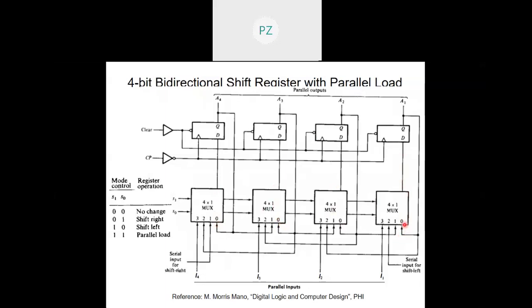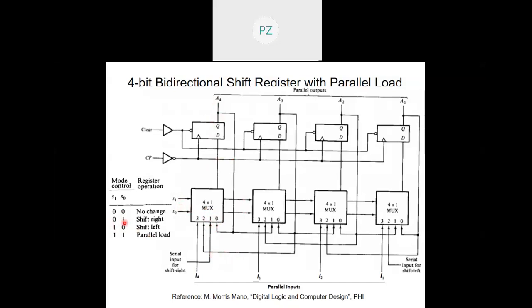Now what happens? The 0th terminal of this flip-flop is simply receiving A1 back. The 0th terminal is receiving A2 back, the 0th terminal of this multiplexer is receiving A3 back, and this one is receiving A4 back. So basically, no shift or no change is happening, right? When S1, S0 is 0, 0, because the multiplexer is at the 0th terminal, the status signals are 0, 0, it is simply circulating back its own corresponding data.